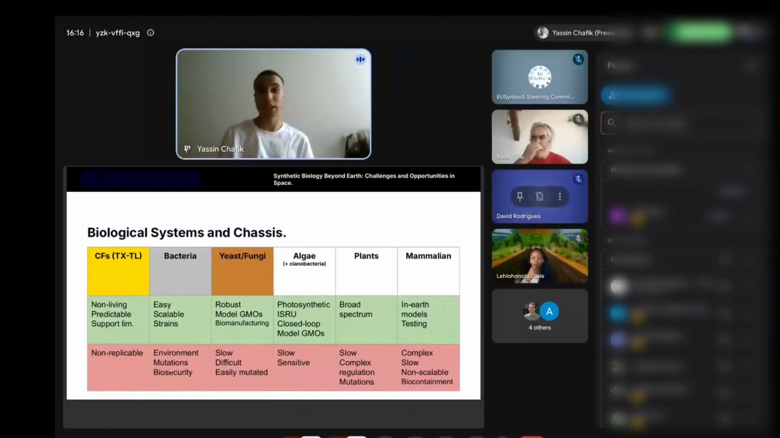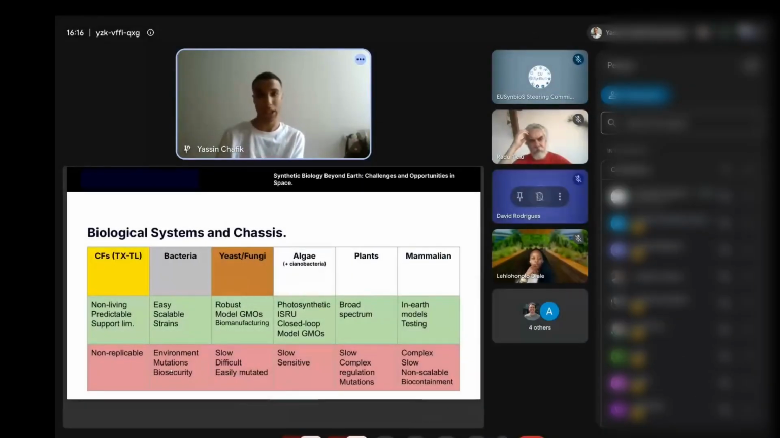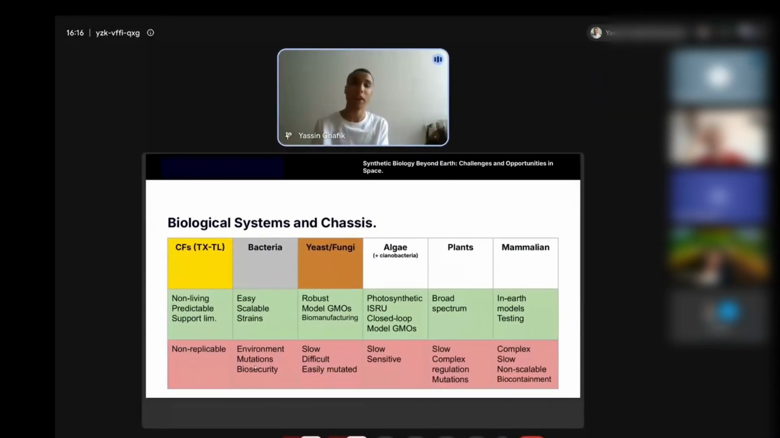And afterwards, you've got yeast and fungi, which are very robust because you are already starting in eukaryotes. There are model GMOs as well, for example, as we're going to see with plants.